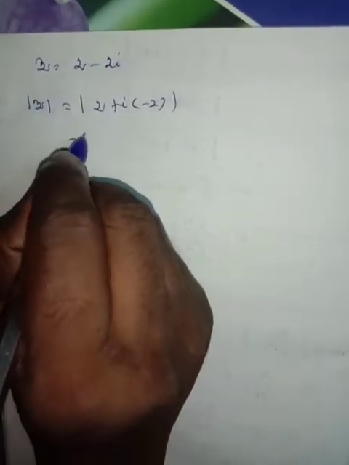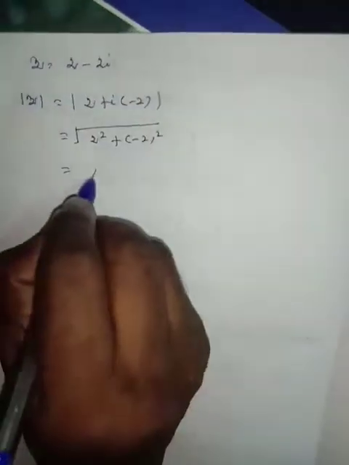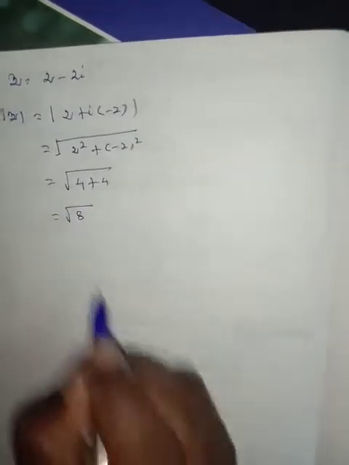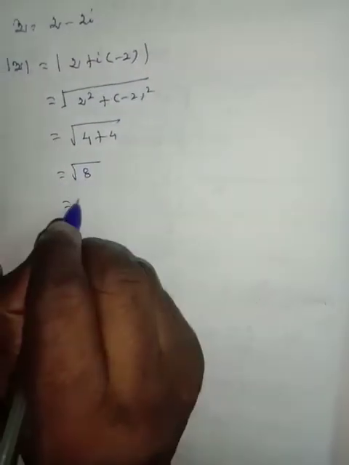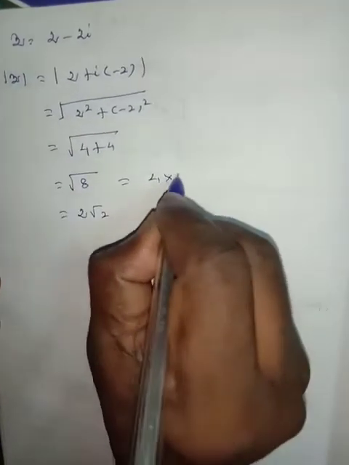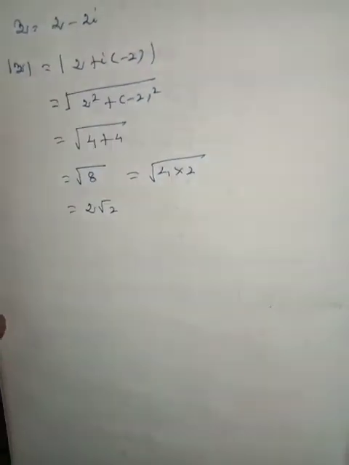Now |z| is equal to the modulus of 2 + i times minus 2, which means square root of (2 squared plus (minus 2) squared) equals square root of (4 + 4), that is square root of 8. 8 means 4 times 2, so 4 comes outside the square root as 2. So 2 root 2.